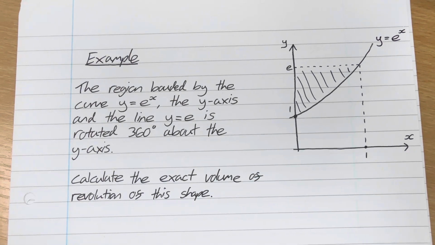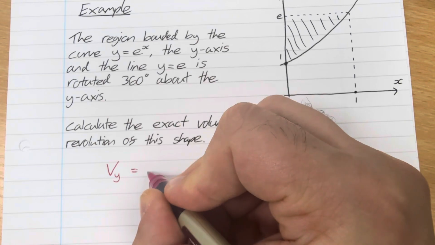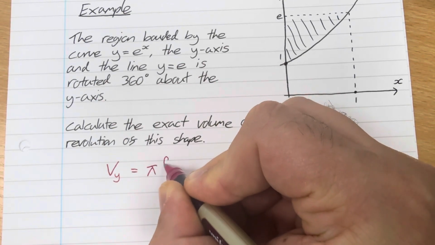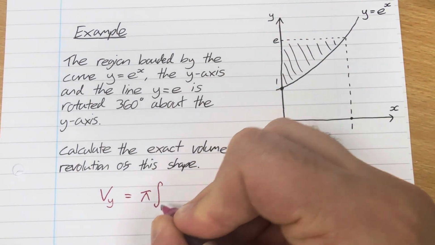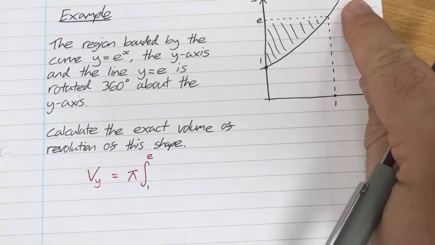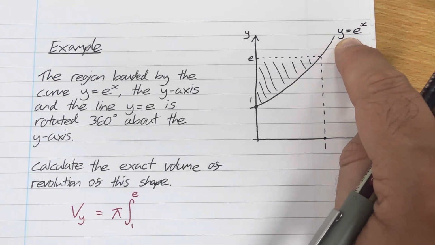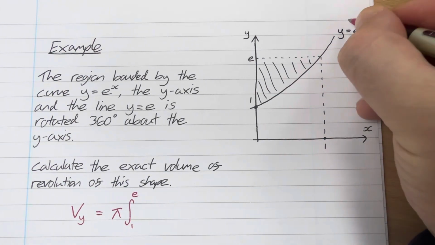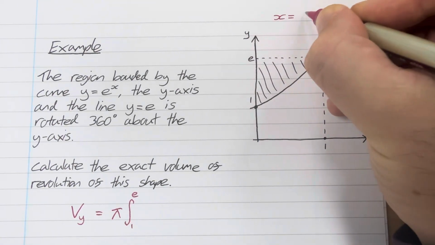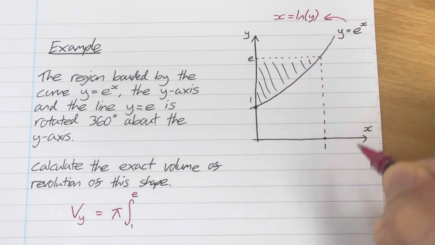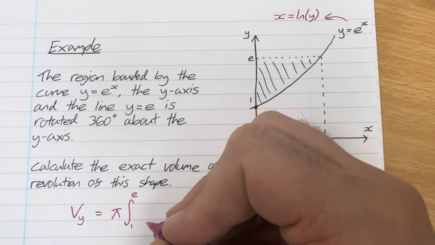Plugging it into the formula, the volume of revolution around the y-axis is equal to pi multiplied by the integral of my two y limits, which in this case are 1 and e, of x squared. Now, the equation is y as a function of x, so I'm going to need to make x the subject. Taking logs of both sides, I end up with x equal to the natural log of y. So x squared, therefore, is the natural log of y, squared.